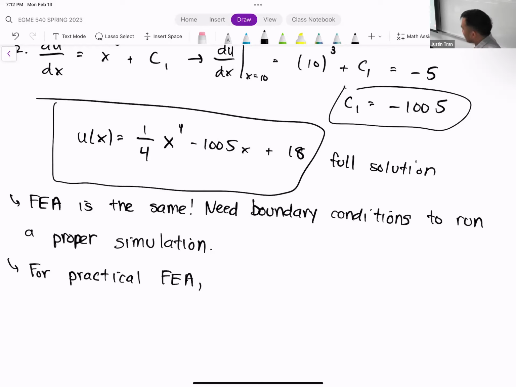And so for practical FEA, when you think about boundary conditions, we often think of those as what I call constraints and loads, or loads and constraints.